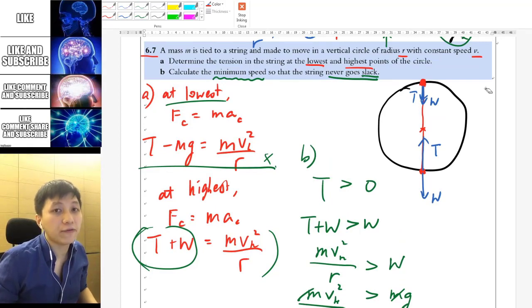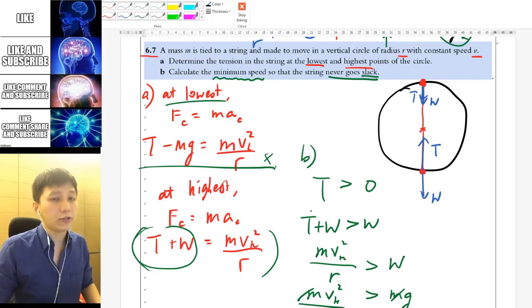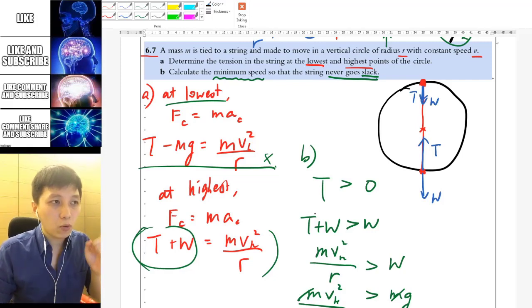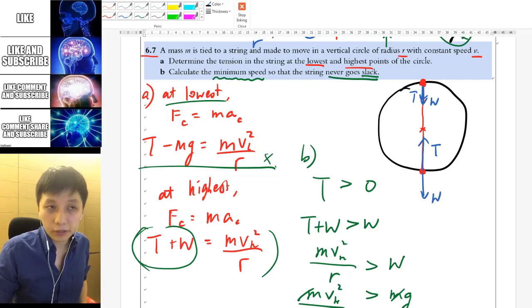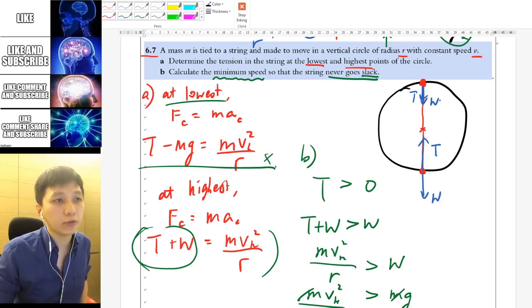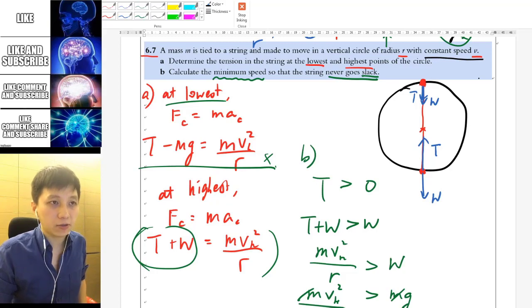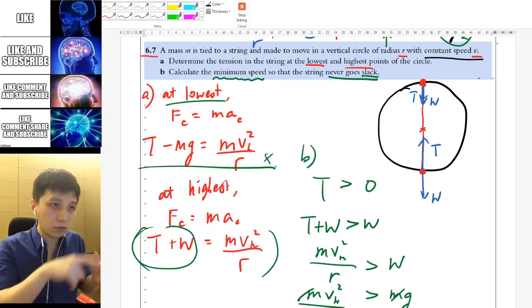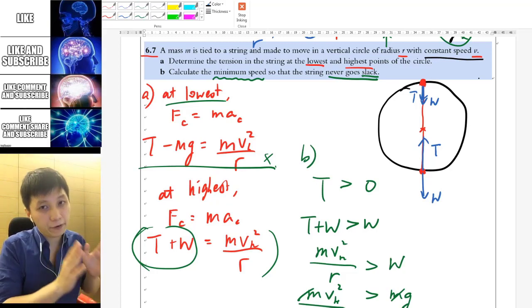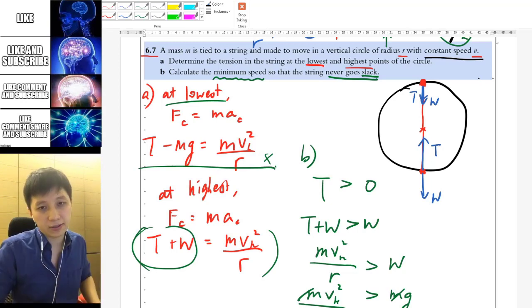However, I would like to give you a bonus question. So listen up. My bonus question is that this sample question is actually faulty, because according to the physics, if you have a string with a mass connected and trying to perform a vertical circular motion, you would never obtain a constant speed. So your vertical circular motion would never be uniform in this setting.